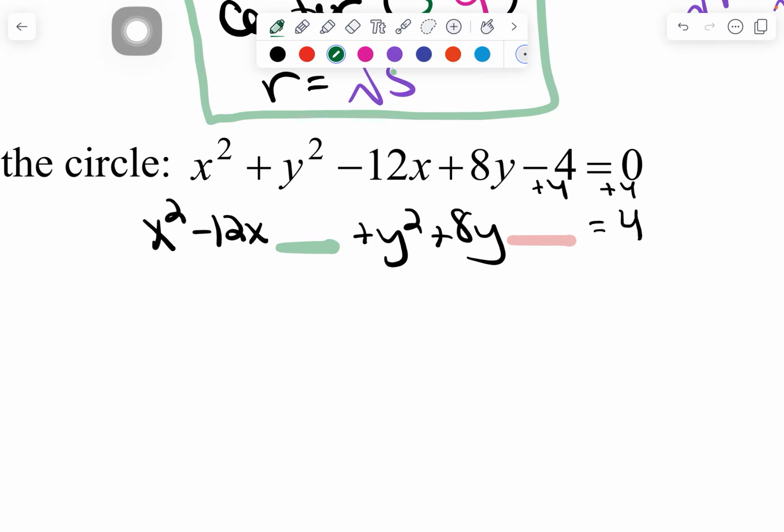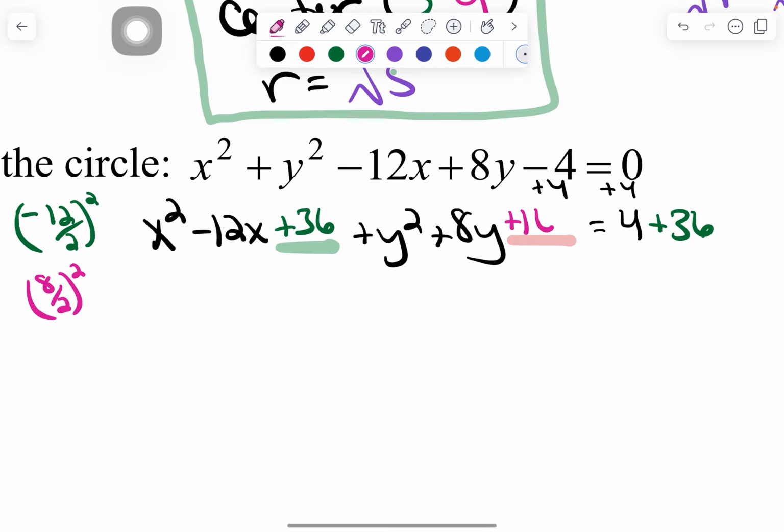Okay, so for x, I'm going to take negative 12, chop it in half, and square it. So it's going to be negative 6 squared, which is positive 36. Add that to both sides, please and thank you. I'll go ahead and do y at the same time. So let's see, 8 over 2, that's going to be 4. 4 squared is a positive 16.